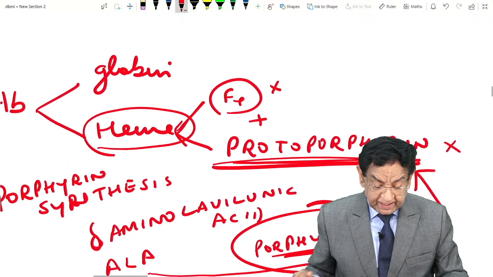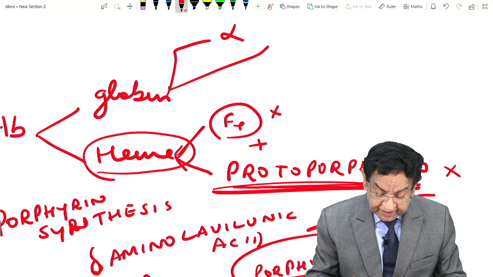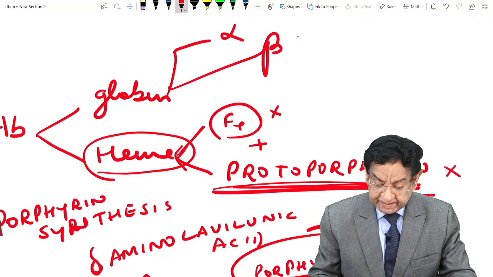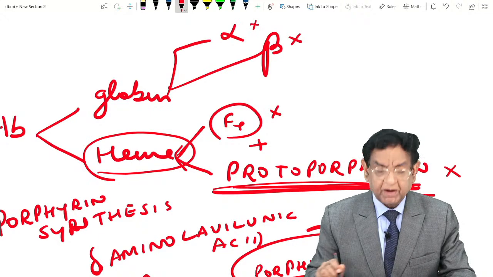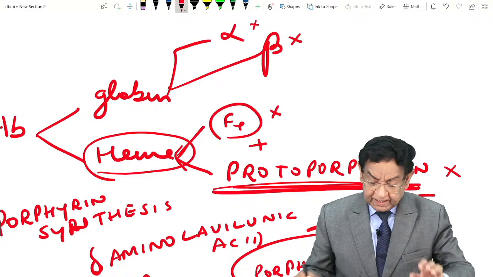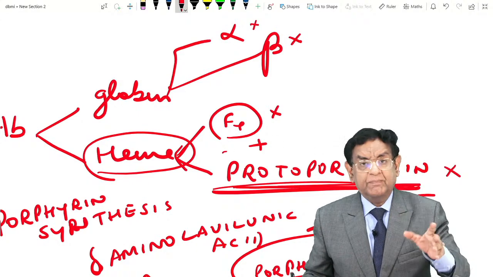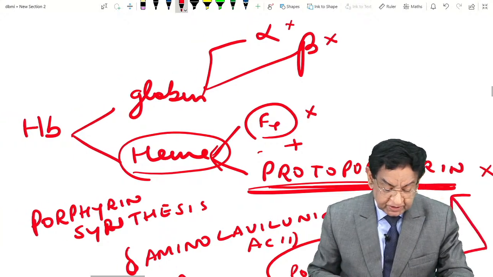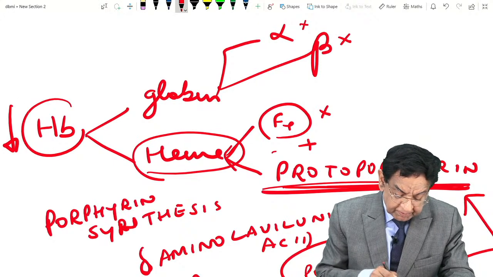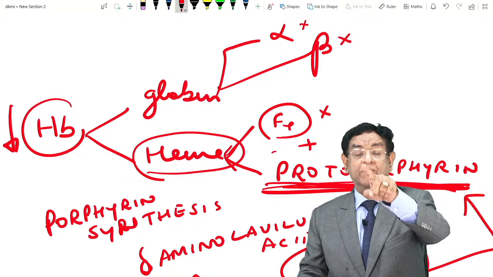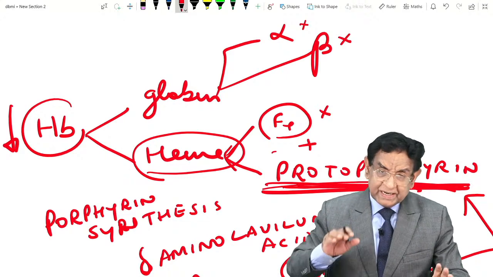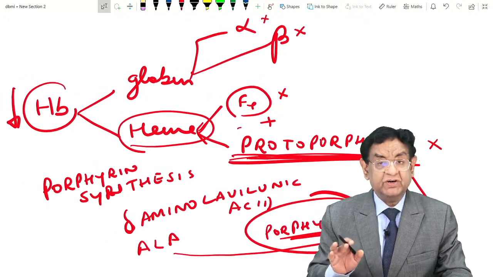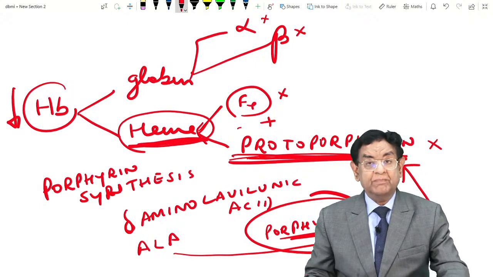Agreed. And we also know that globin has alpha and beta globin chains. In beta thalassemia, this is the problem, in alpha thalassemia, this is the problem. So in thalassemia, protoporphyrin level will be normal. But the problem is regarding alpha and beta globin. So Hb level will be reduced, but protoporphyrin level will be normal. Now, let me make your basic concepts clearer. So we are clear that in thalassemia, the heme component will be totally normal.